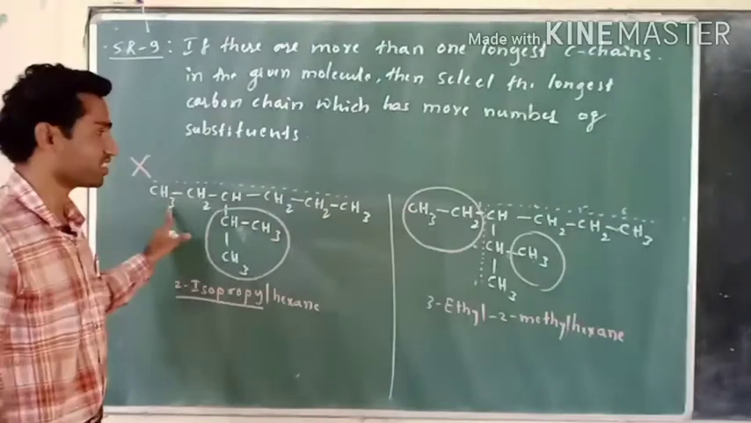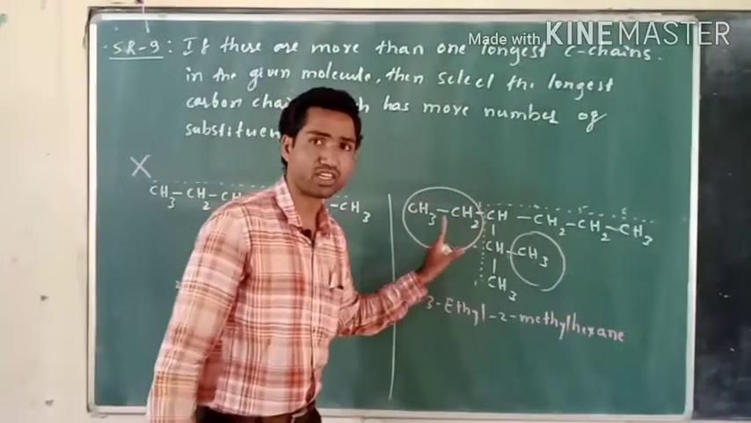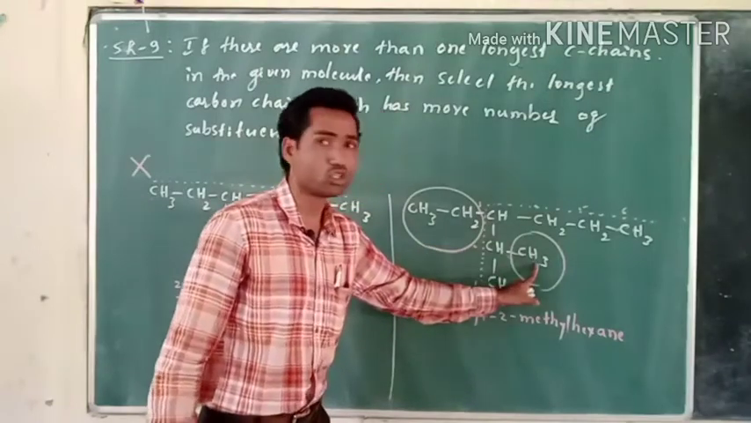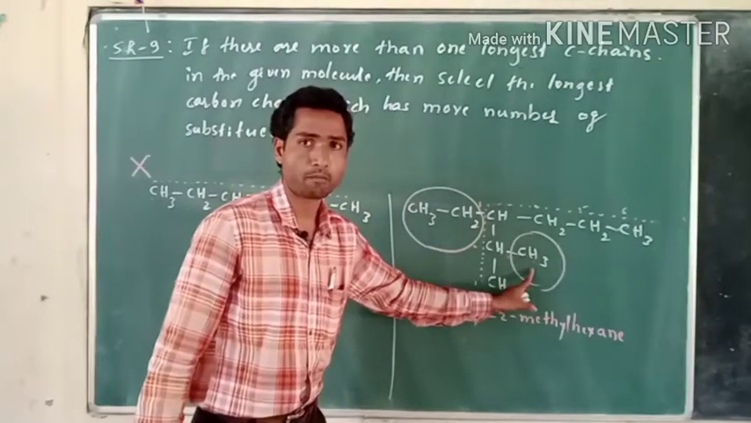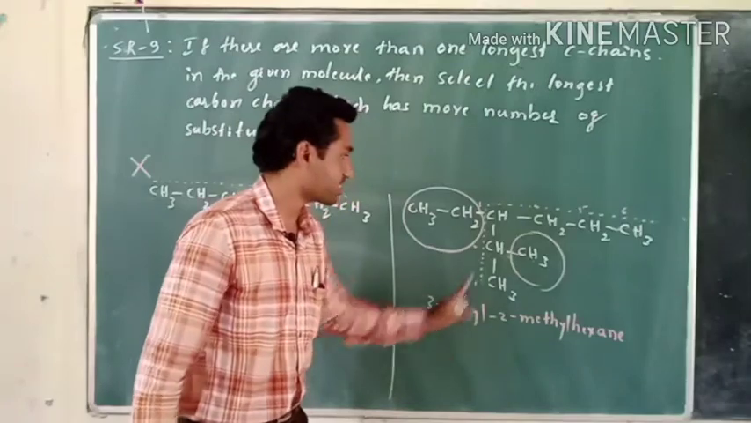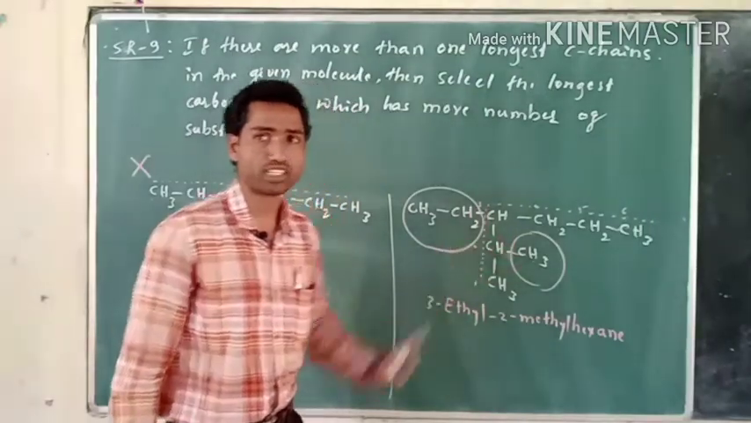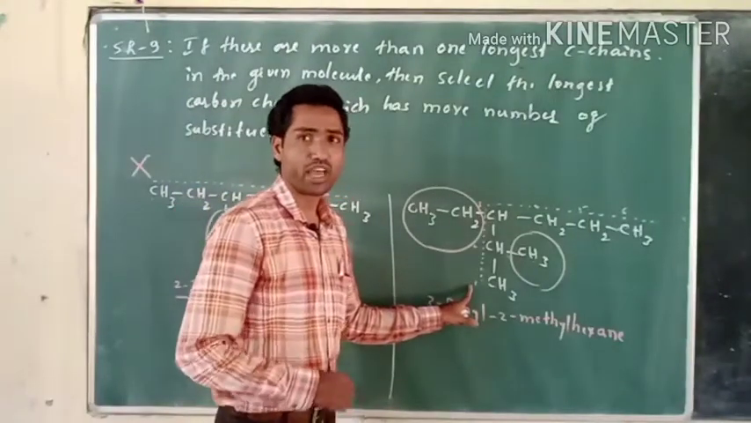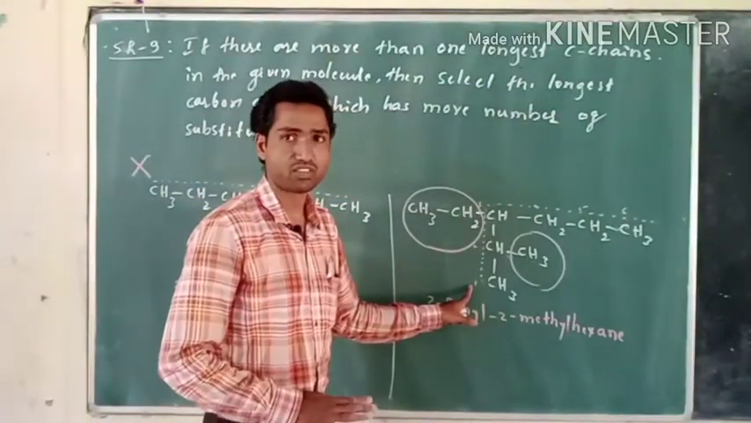If you consider this as the longest carbon chain, we end up with 2 substituents in this molecule. Therefore this is the molecule. This is how we have to select the longest carbon chain. That is what the rule says. Now, the next rule: we have identified the longest carbon chain. That is the first rule.